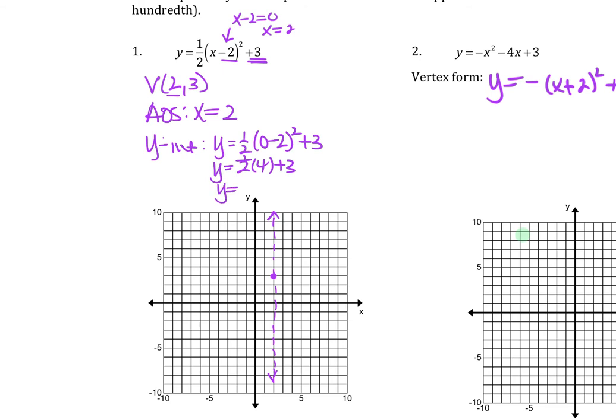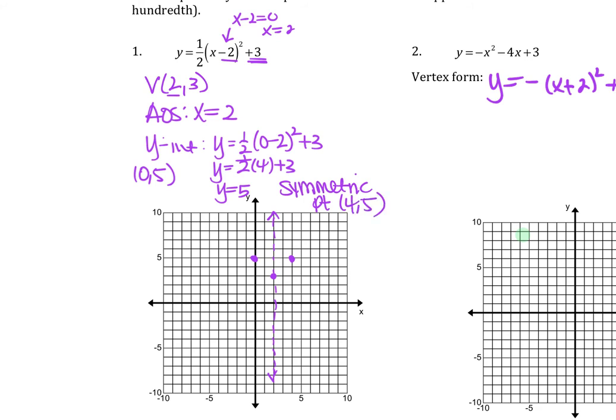So we get 5. So 0, 5. Now, a nice easy thing that we can do here, because of this axis of symmetry, I can get a symmetric point on the other side of this axis of symmetry just by reflecting this point over my axis of symmetry. So this is 2 units away from my axis of symmetry, so it'll go 2 units in the opposite direction. And so I'll call that my symmetric point. And the coordinates of that symmetric point looks like 4, 5.